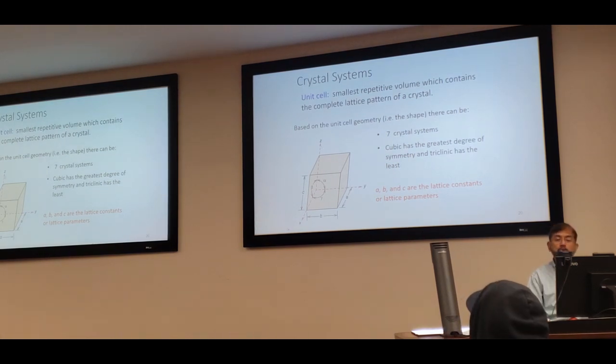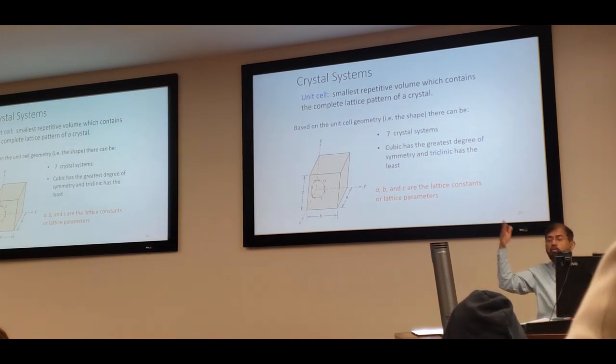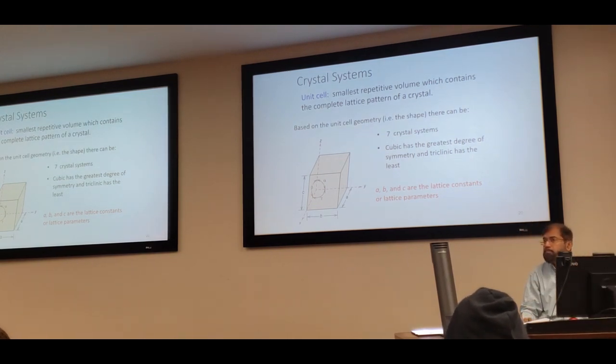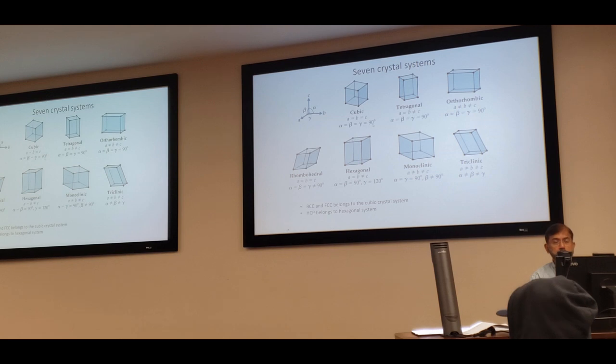Clear? But we know that for a cubic unit cell, B is equal to A, and C is equal to A also. But from now on, we consider it as A, B, and C. So there are 7 crystal systems. One is cubic, where A is equal to B is equal to C, and alpha, beta, gamma are equal to 90 degrees. The other one is tetragonal, A is equal to B, not equal to C, and alpha, beta, gamma are equal to 90 degrees, and so on. You need to go through it.